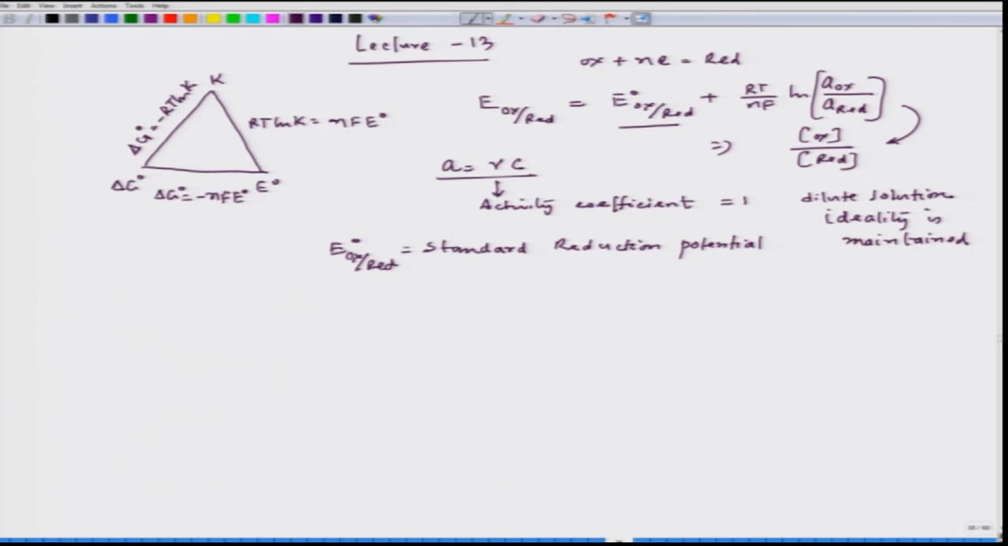And when we achieve the standard reduction potential, which is at 25 degrees Celsius, 1 atmosphere pressure, and activity of ox, activity of red equal to 1, that time we get this equal to E0 ox/red.